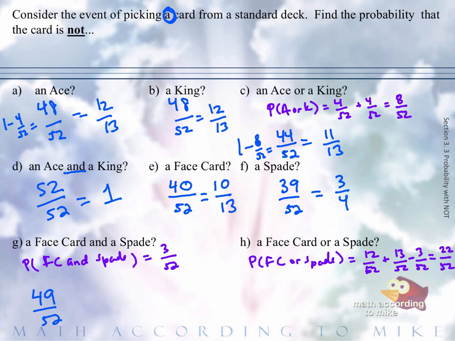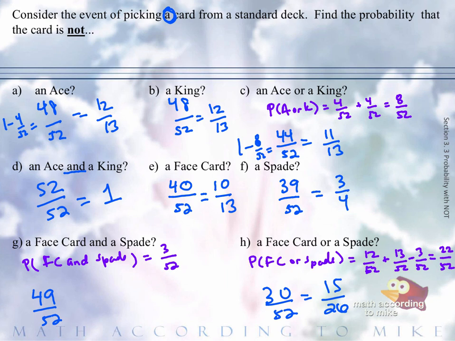So the complement would be 30/52, which also doesn't reduce. Nope. Oh, it does. They're both even. I lied to you. 15/26.